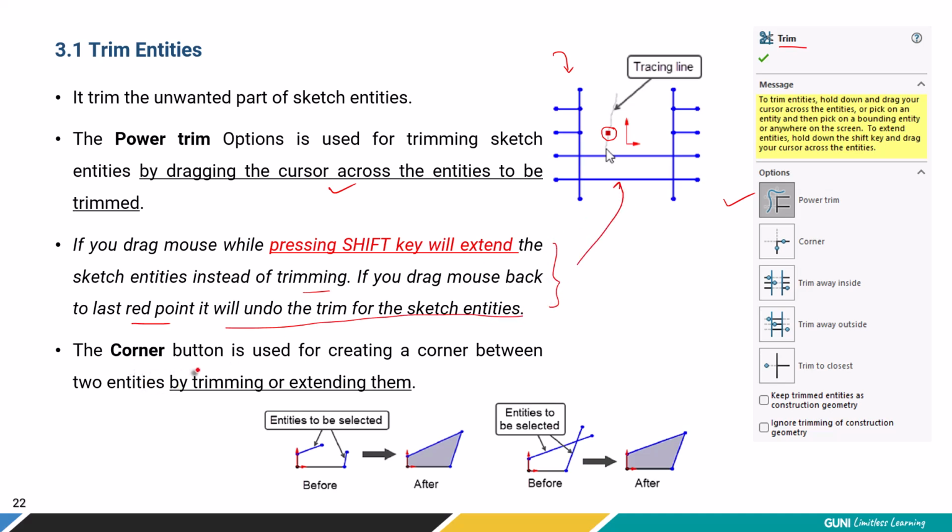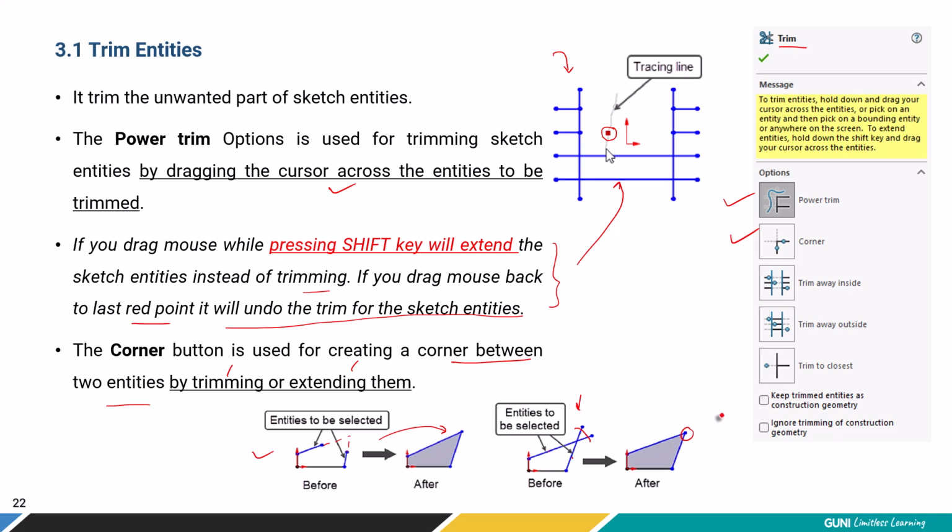Now the corner button is used for creating a corner between two entities by trimming or extending. Here we have two lines. If you select this, it will get extended and you will get this result. If you pick the same lines in this case, it will remove this additional part and trim to this corner. So the second option offers those trimming capabilities.